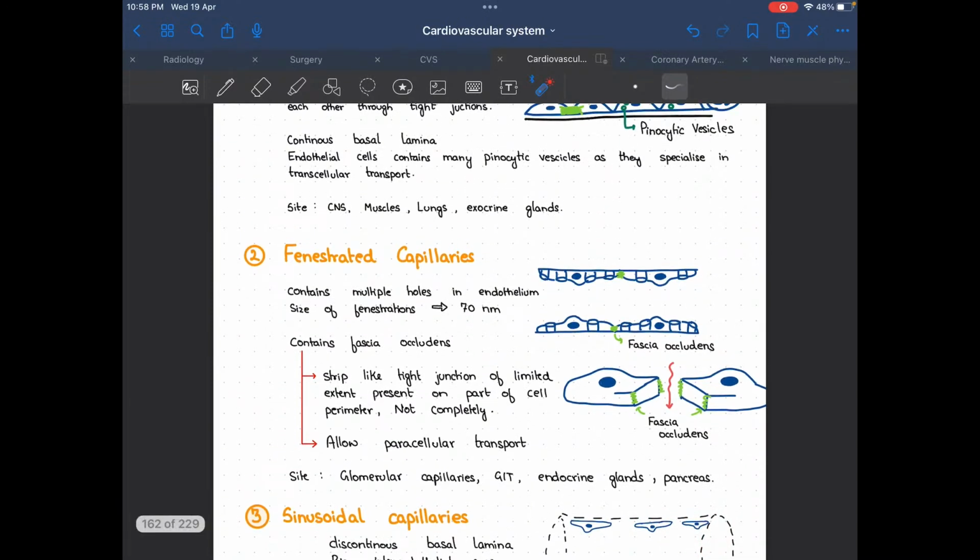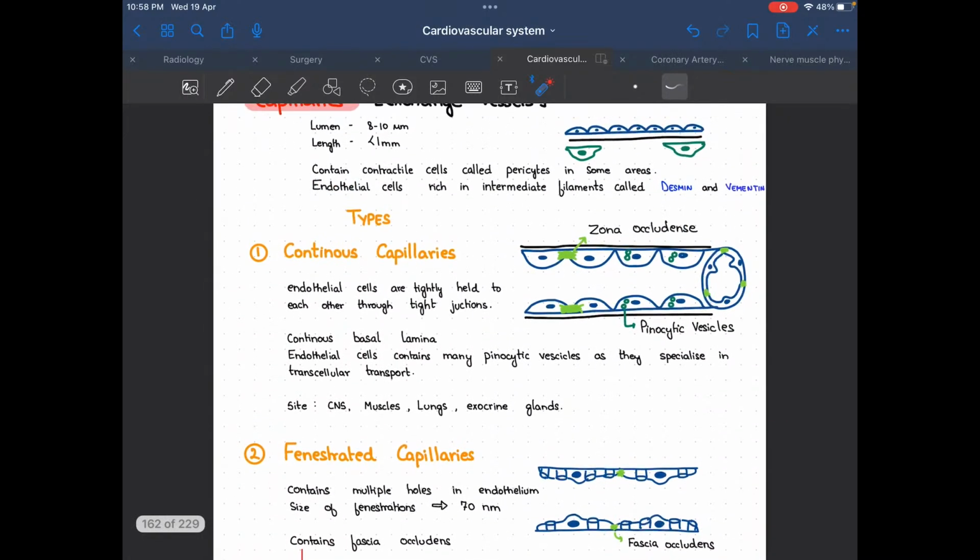The second one I would say are your fenestrated capillaries. How are they different? They have holes present within them, known as fenestrations, and they participate in filtration, through which blood is going to filter through these pores. What is an example of fenestrated capillaries? I would like you to remember that it's mainly the glomerular capillaries. So the glomerular capillaries are an example of fenestrated capillaries.